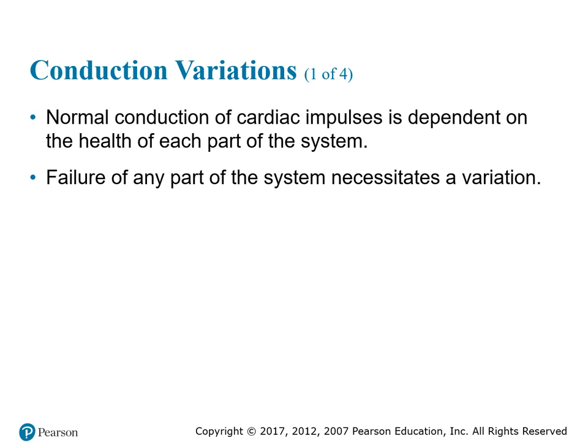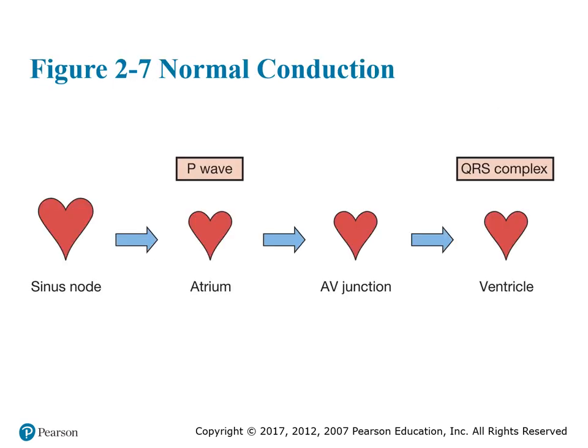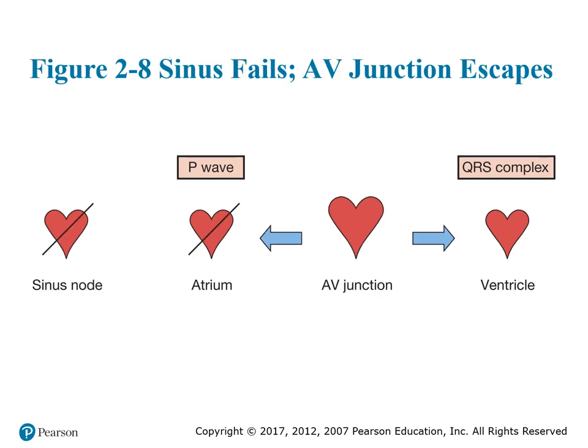Normal conduction of a cardiac impulse is dependent on the health of each part of the system. Failure of any one of those parts necessitates variations. So as you can see, sinus node and atrium make the P wave. AV junction and ventricles perform the QRS. That's the normal conduction of how it's supposed to flow. So what if the sinus node fails? If the sinus node fails, guess what doesn't happen? Your atriums don't contract, so you won't have a P wave.